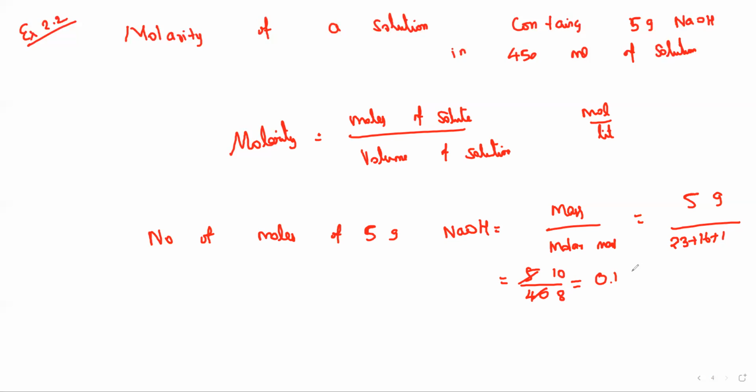In 10, 1 8s are 8, balance 2, 20. In 20, 2 8s are 16, balance 4, 40. So it is 0.125 moles. And volume, it is 450 ml. So you can find the molarity.